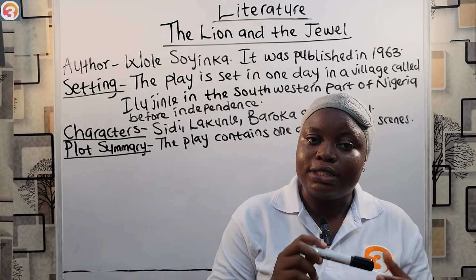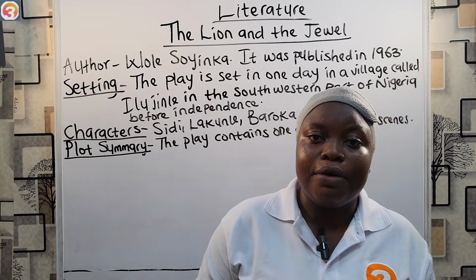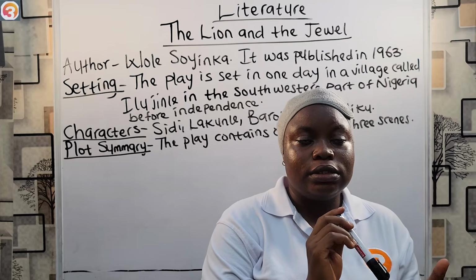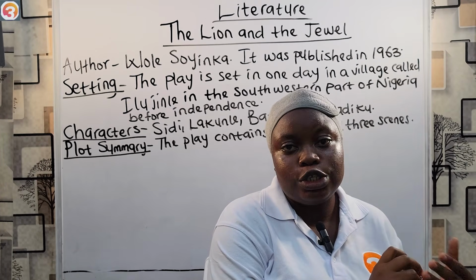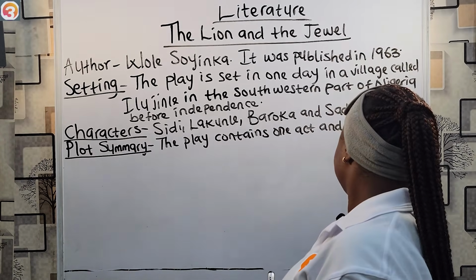There she discovers that Baroka deceived them all, and then she decides to marry Baroka since he has already seduced her and Lakunle is refusing to pay her bride price. So the play is an allegory.